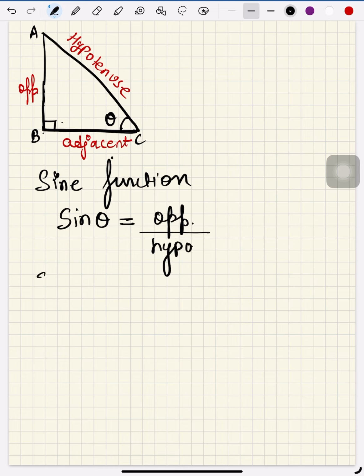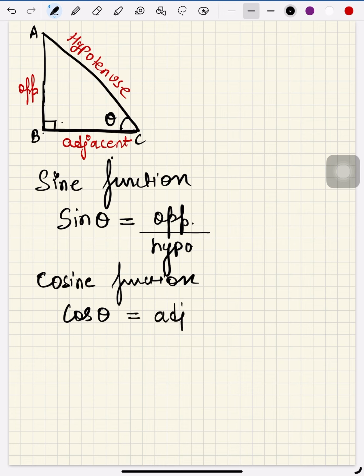The second trigonometric function is the cosine function, and the cosine function is the ratio of the other two sides. So cos, and the angle is theta. Cos theta is equal to the ratio of adjacent and hypotenuse.